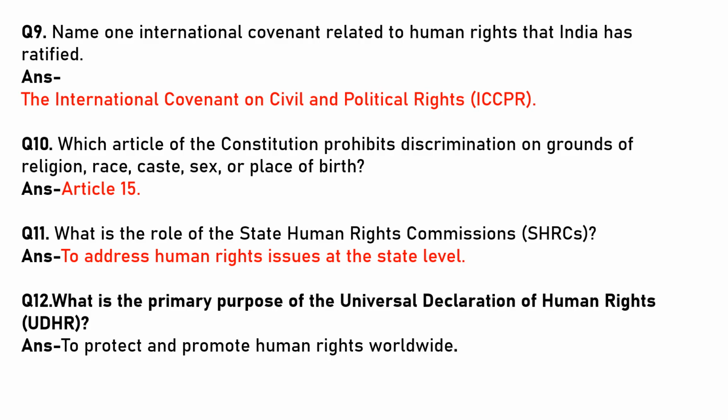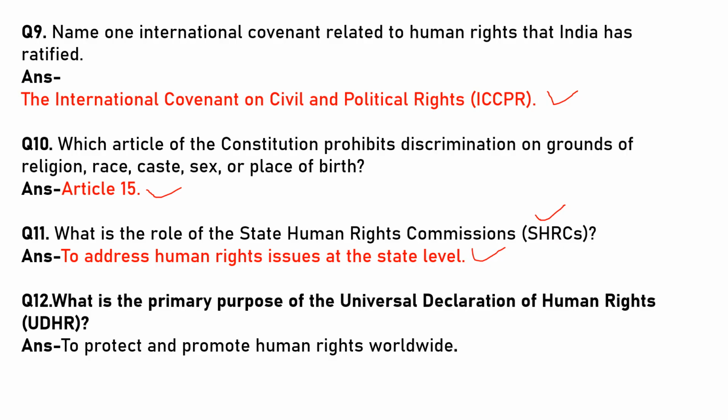Name 1 international covenant related to human rights that India has ratified. India has ratified ICCPR, which is the International Covenant on Civil and Political Rights. Which article of the Constitution prohibits discrimination on grounds of religion, race, caste, sex or place of birth? It is Article 15. What is the role of the state human rights commissions? To address human rights issues at the state level. At the national level, that is NHRC. At the state level, we call it SHRCs.